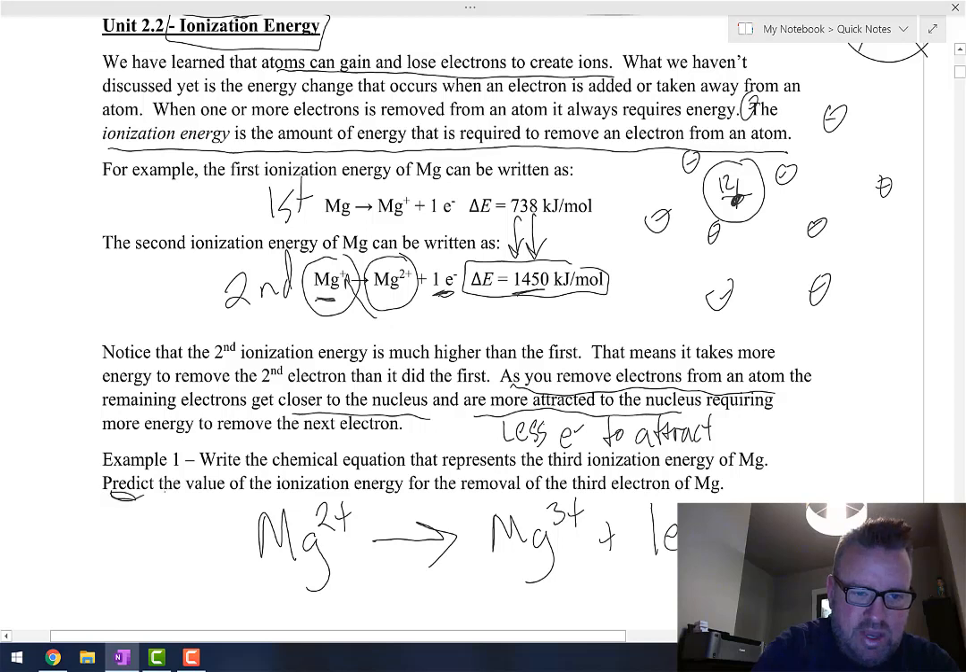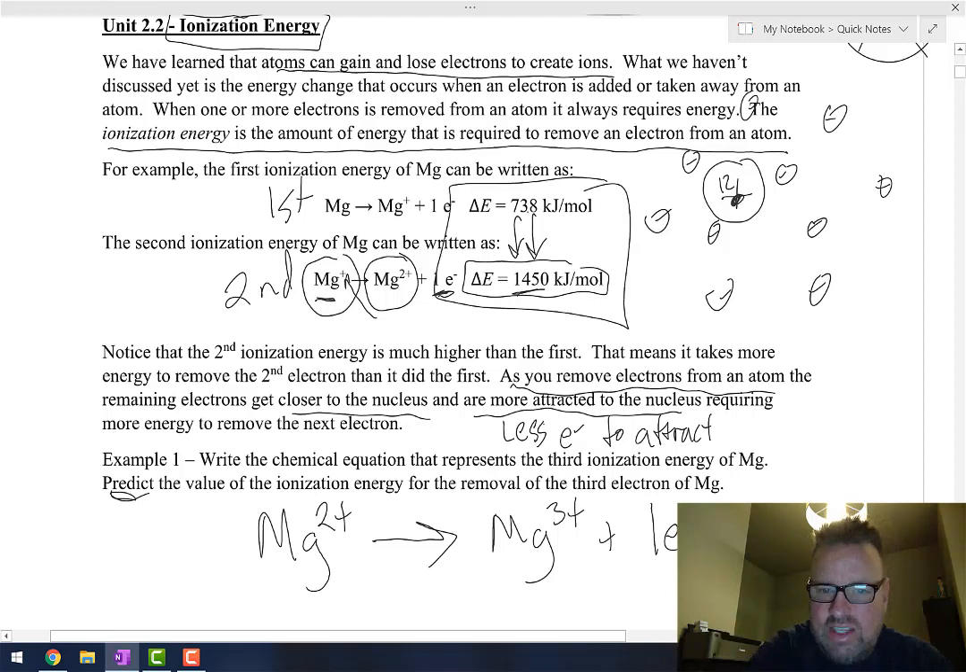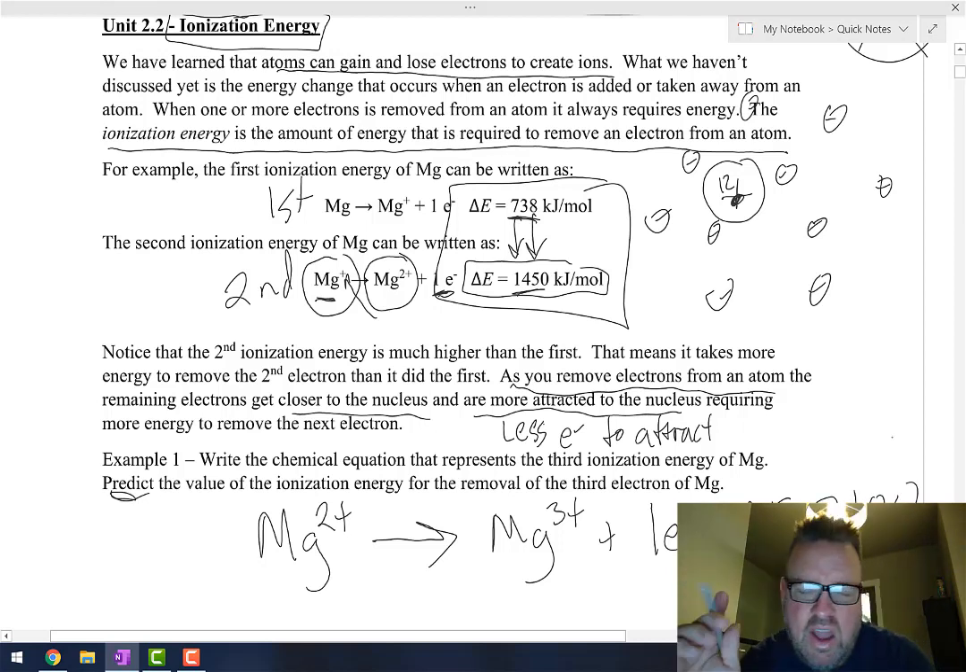And then it says predict. Predict means guess, which means you can't be wrong. Predict the value of the ionization energy for the removal of the third electron. Again, let's follow this pattern here. It was 700, then it was 1400. So I might say that the change in energy on this one might be, I don't know, 2100. Again, I'm just guessing. That's why I like predicting, because you can never be wrong when you're predicting. Then again, we'll put those kilojoules per mole in there.